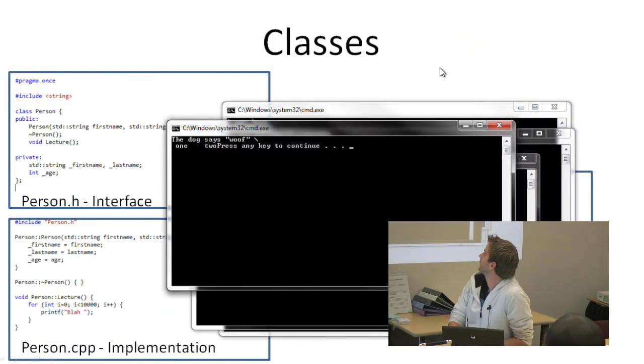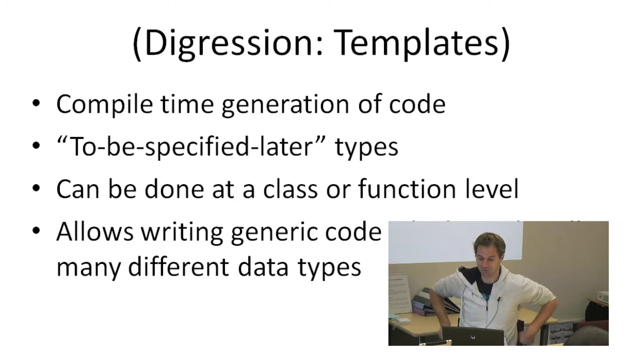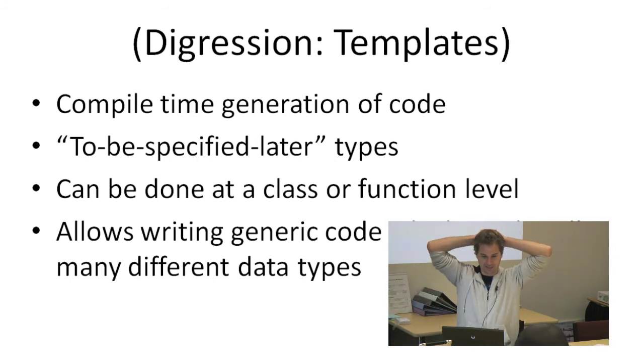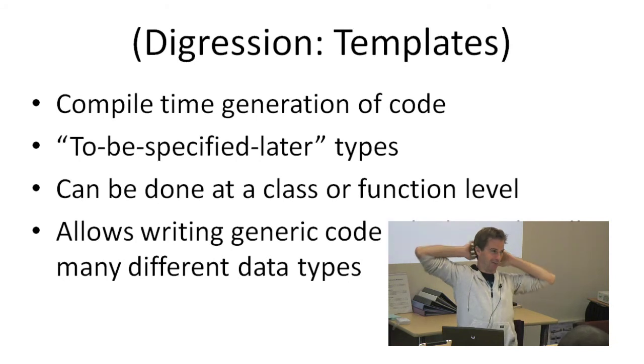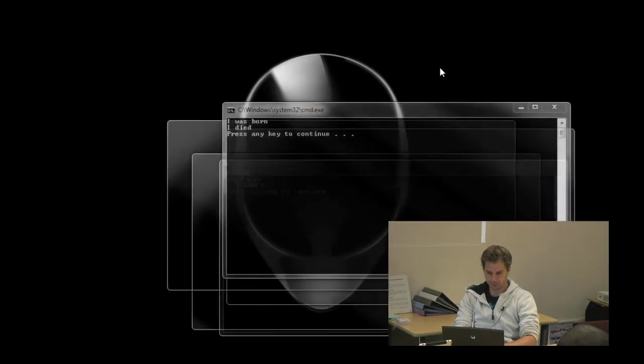Right. So after that, let's just keep digressing a little bit further and talk about templates. So again, we looked at this in processing a little bit when we were talking about our array lists and stuff like that. So a template is compile time generation of code. So I don't want that one. I want this one.